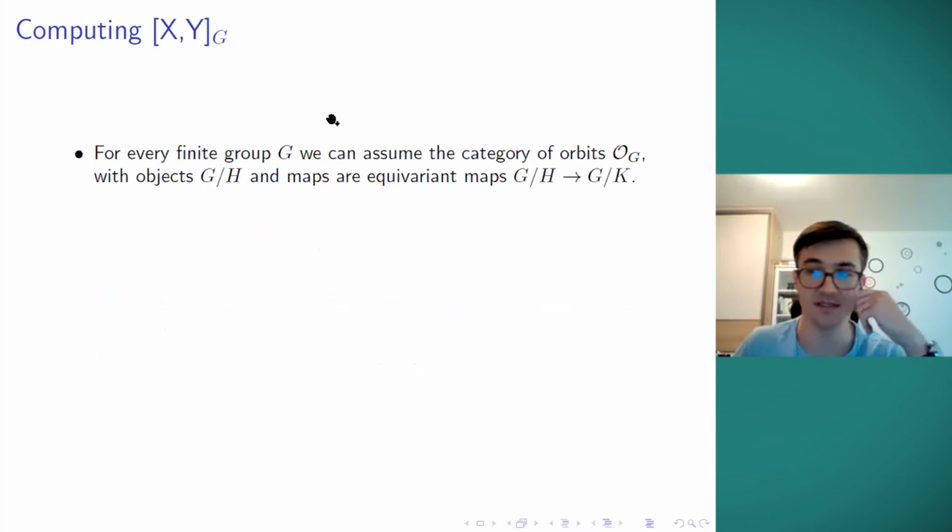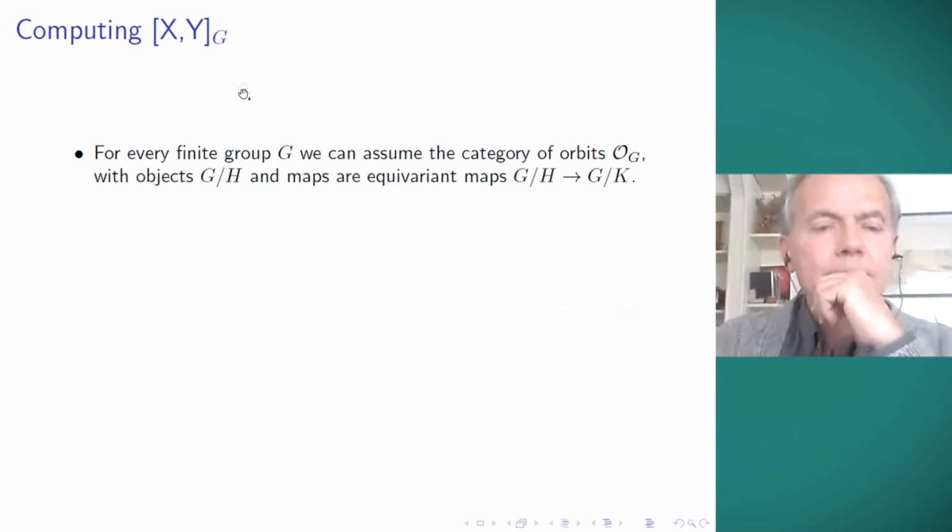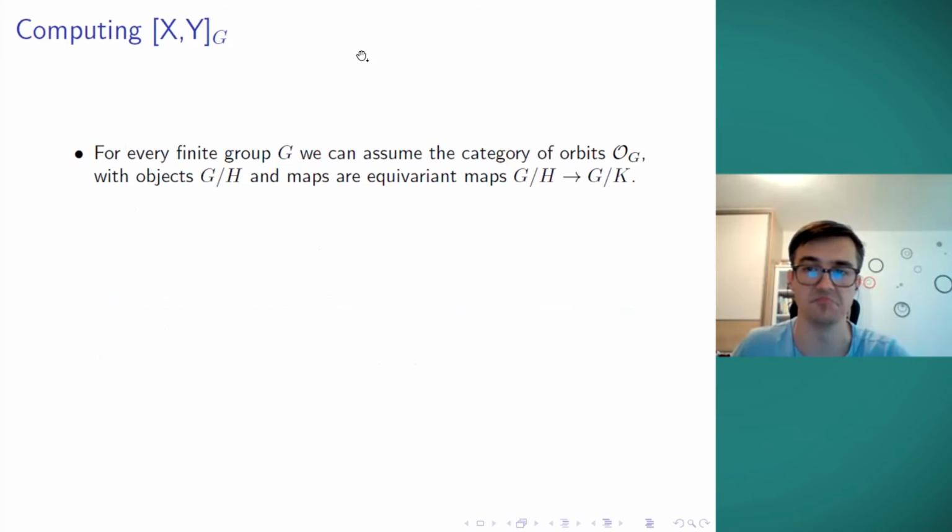So this is how it's done in the simplest case with no group action. Now what is happening when there is a group acting on it? First of all, we can introduce this category of orbits whenever we have a group. So let's say I have a Z2, and I have a category of orbits.